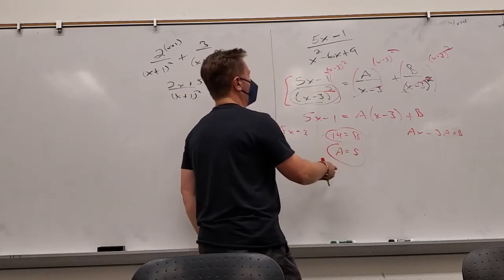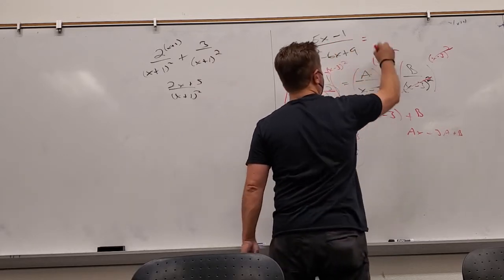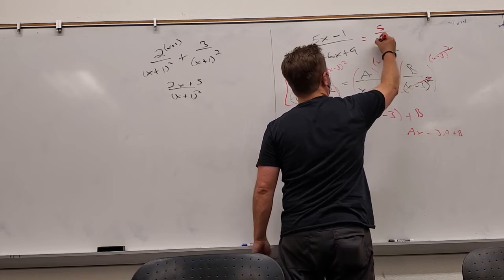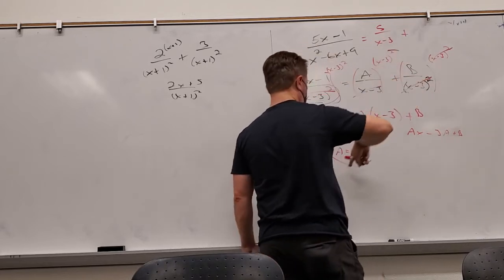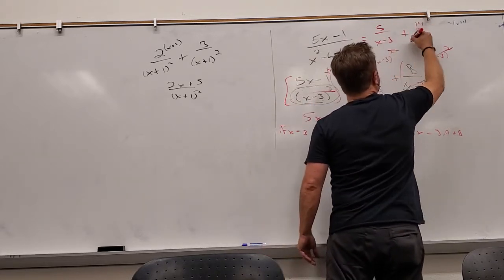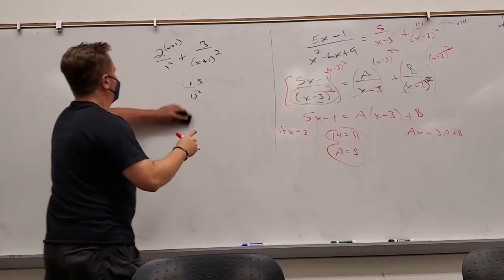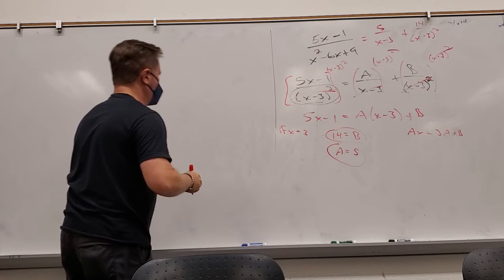So that's kind of insane, the fact that it came out nice. 5 over x minus 3 plus 14 over x minus 3 squared. That's cool. Okay, that's cool. So, what about if I have something like this?